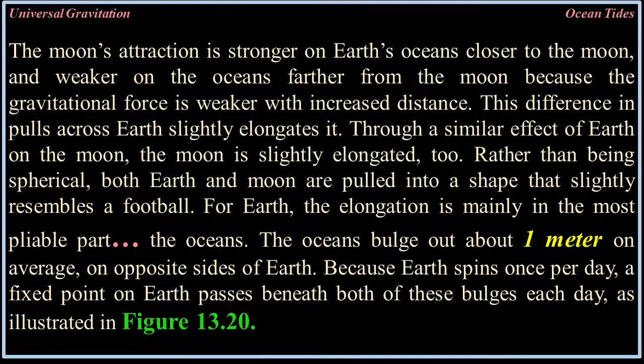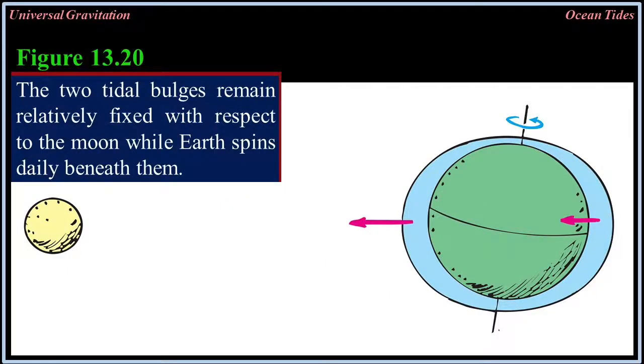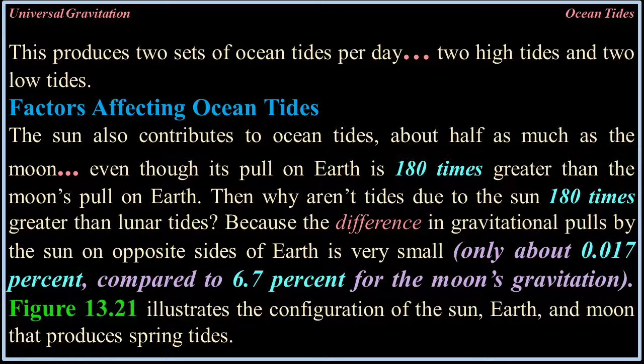Because the Earth spins once per day, a fixed point on Earth passes beneath both of these bulges each day, as illustrated in Figure 13.20. In Figure 13.20, the two tidal bulges remain relatively fixed with respect to the moon while Earth spins daily beneath them. Very interesting. This produces two sets of ocean tides per day, two high tides and two low tides.